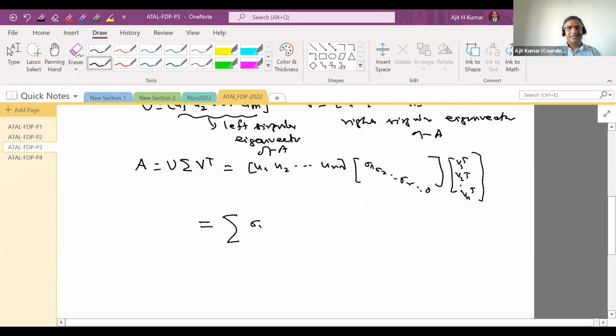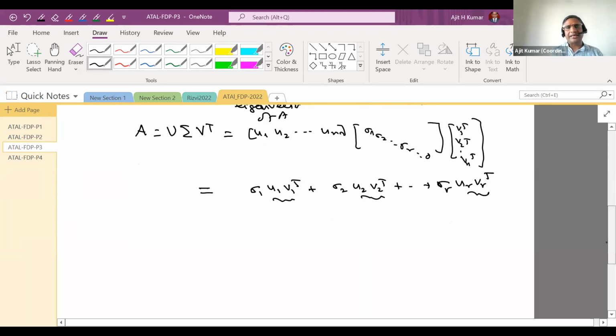It's quite easy to check. I can write this as sigma 1 times U1 into V1 transpose. Let us not write this summation at present, I'll write summation later. Plus next component is going to be sigma 2 U2 V2 transpose plus dot dot dot, it will stop at sigma R UR VR transpose, because the remaining are all going to be zero. You can check that these are all M cross N matrices.